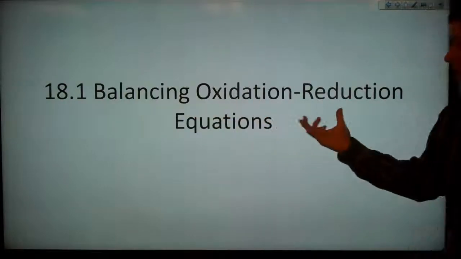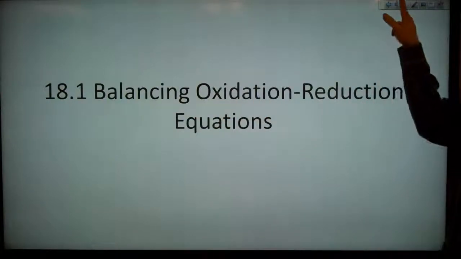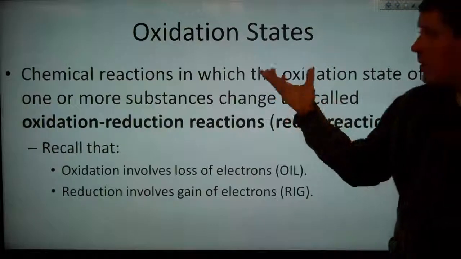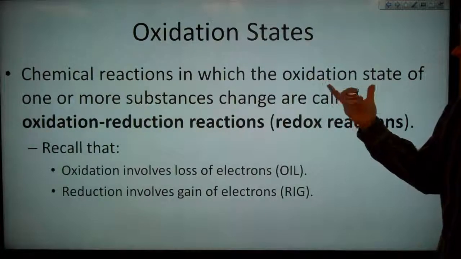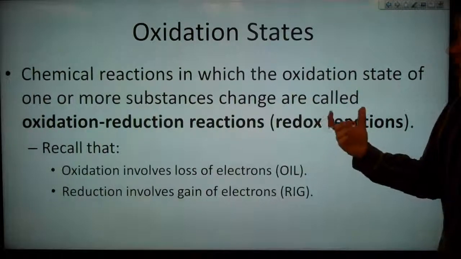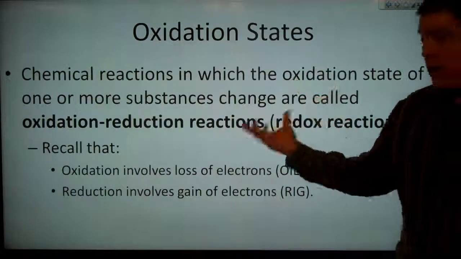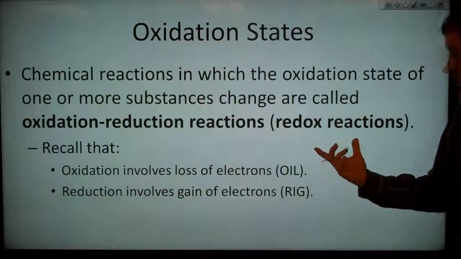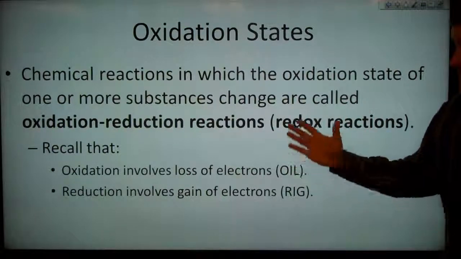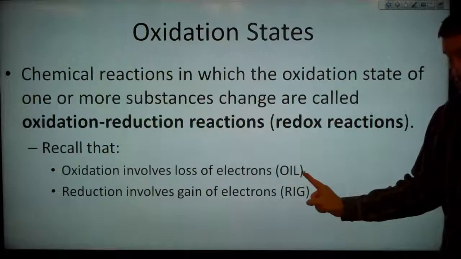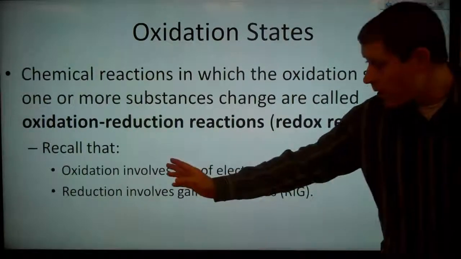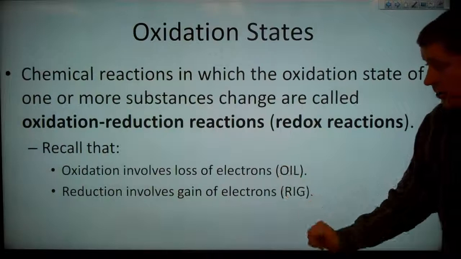Welcome to Balancing Oxidation-Reduction Equations. So, we need to talk about oxidation states. Chemical reactions in which the oxidation state of one or more of our substances change are called oxidation-reduction reactions. These are redox reactions. Remember that oxidation involves a loss of electrons. We can say OIL RIG. So oxidation involves losing electrons.